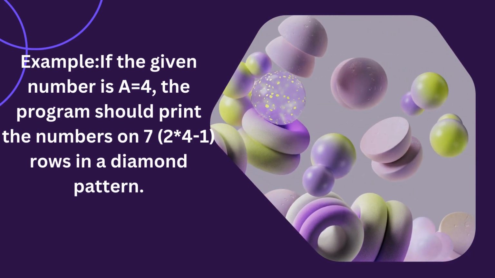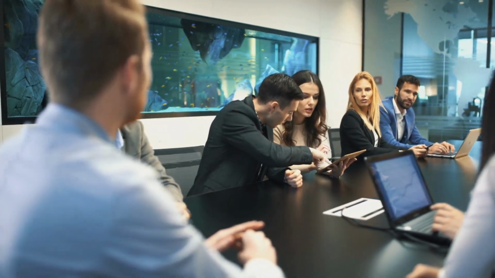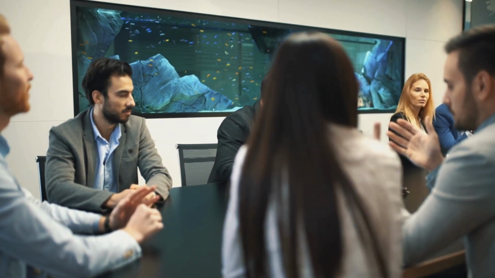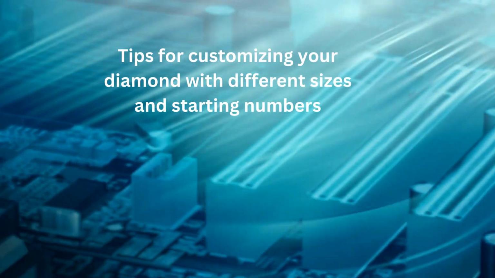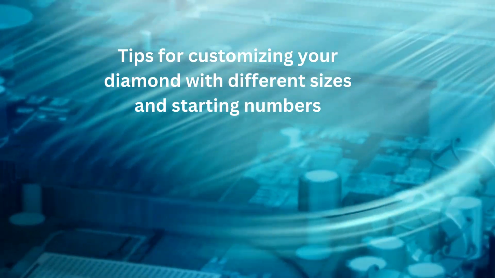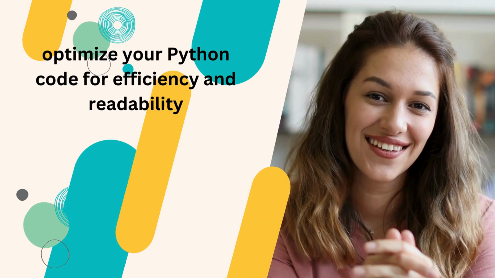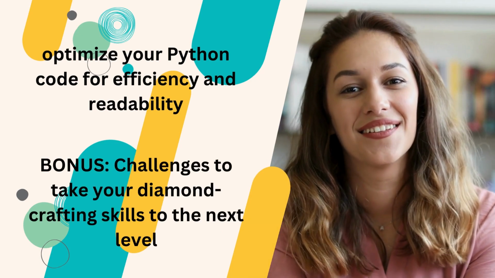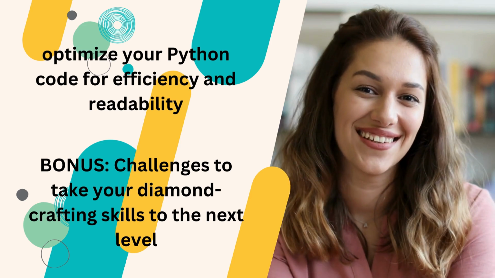In this video, you'll learn how to write a Python program that generates a diamond shape using numbers, the secrets of loops and conditional statements for precise pattern control. Tips for customizing your diamond with different sizes and starting numbers. Pro strategies to optimize your Python code for efficiency and readability. Bonus challenges to take your diamond crafting skills to the next level. Sample input and output are also given for your reference.